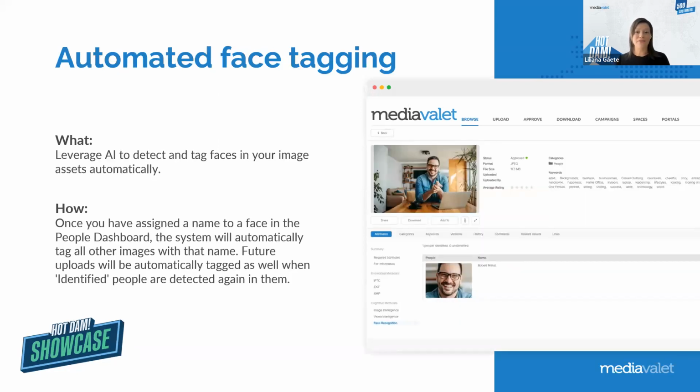One of the best things about face recognition is our automated face tagging. Let me tell you how this works. When you assign names to people in the people dashboard, the system tags them on all other images. But what's even better is that you can leave it to our AI to do any future tagging for you on all other images that you upload after that. Once you have tagged someone, you will not have to tag them again.